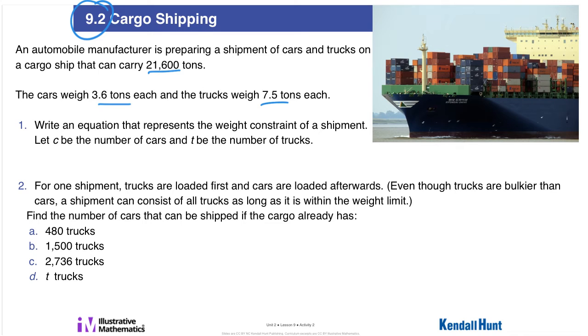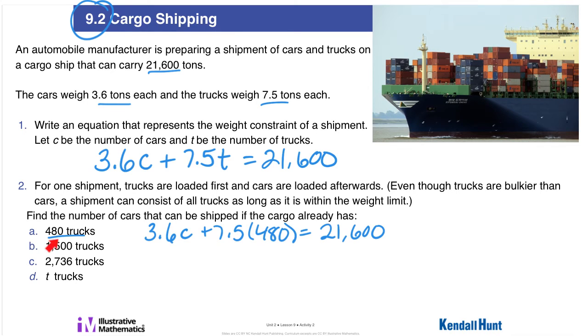C is going to be the number of cars. So the total weight of cars is going to be 3.6 tons times the number of cars. We're going to add on the weight of the trucks, so it'd be 7.5 tons per truck. And that has to equal our limit, or our capacity. So in A, we're trying to figure out how many cars we can fit if we already have 480 trucks.